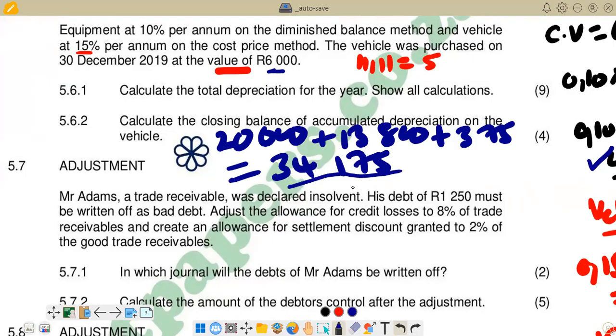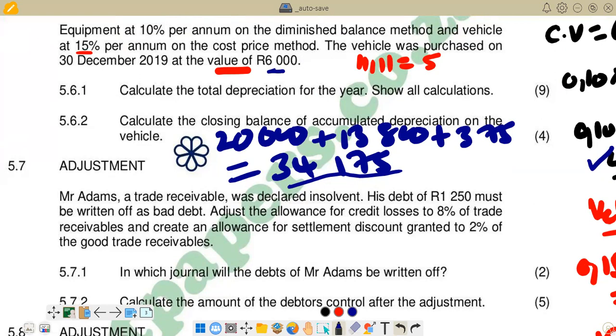Then we go to the next one, 5.7. Mr. Adams, a trade receivable, was declared insolvent. His debt of 1,250 must be written off as bad debt, adjust the allowance for credit losses to 8% of trade receivables, and create an allowance for settlement discount granted to 2% of the good trade receivables. So here the first question is saying, in which journal will the debts of Mr. Adams be written off?